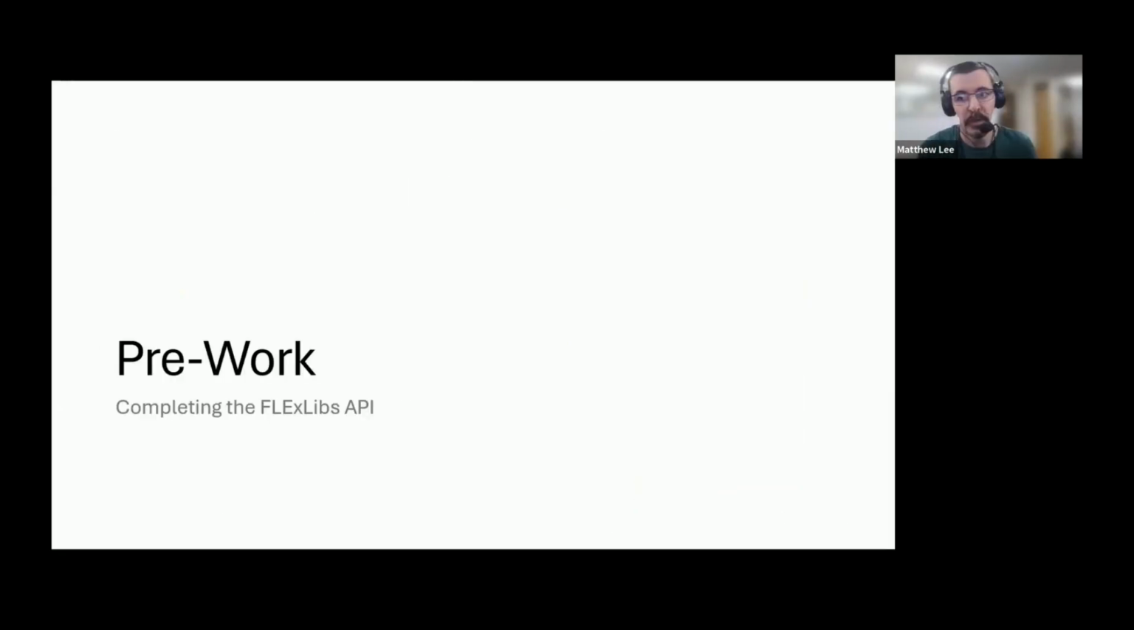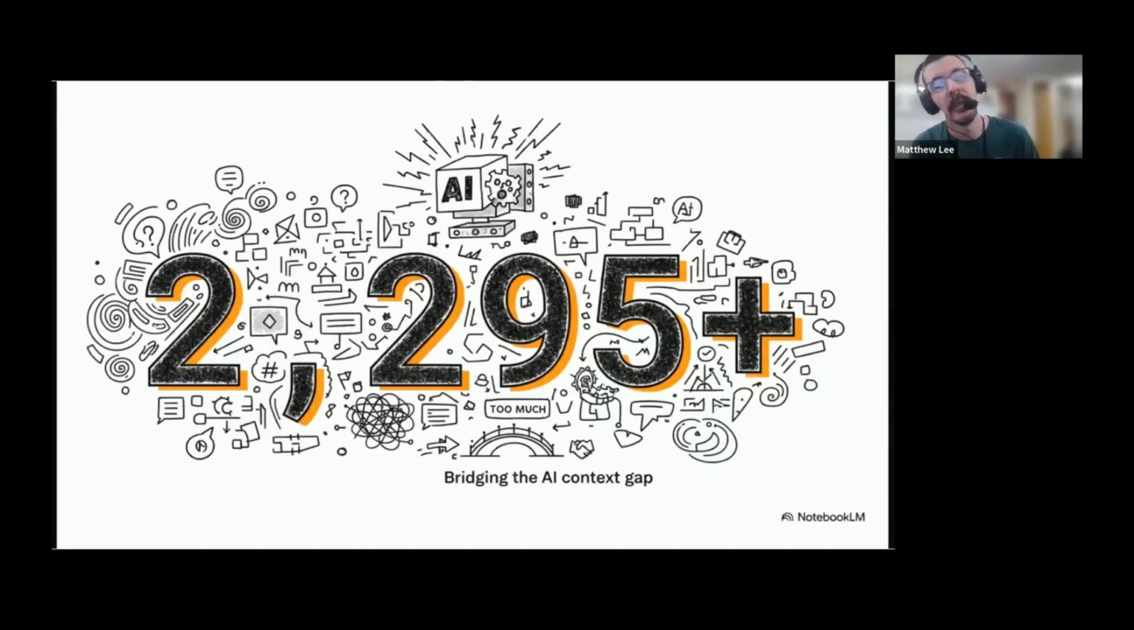So the first bit of pre-work is I ended up completing the FLExLibs API. FLExLibs is the underlying piece that allows FlexTools to do its work. And Flex has over 2,000 unique C# objects or classes that can be called. There's lots of different things inside. It's a very complex beast. So you can't just take all of that and put that into an LLM and expect it to process it. It's just too much.